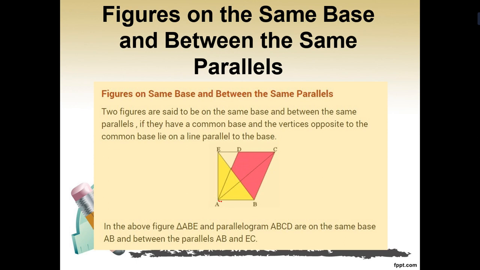So if you see AB, one triangle we are using, that is A, B and E, and another, a parallelogram, that is A, B, C and D. So they are on the same base and between the same parallel lines. So in the above figure, triangle ABE and parallelogram ABCD are on the same base AB and between the parallels AB and EC.